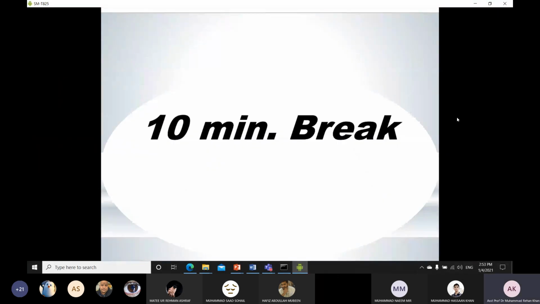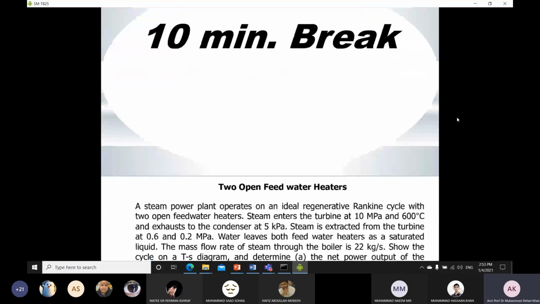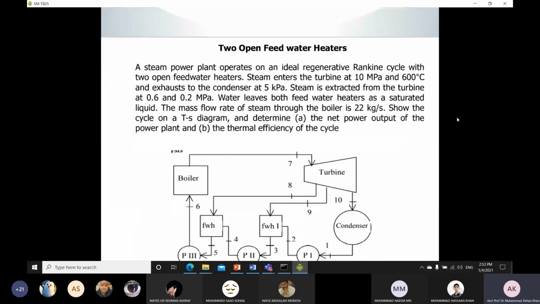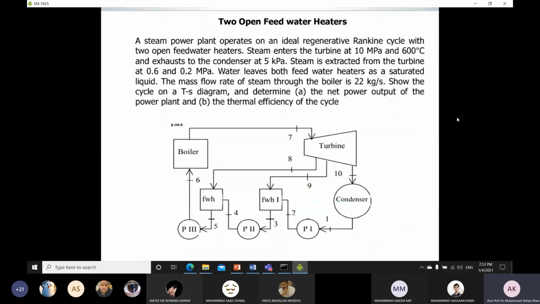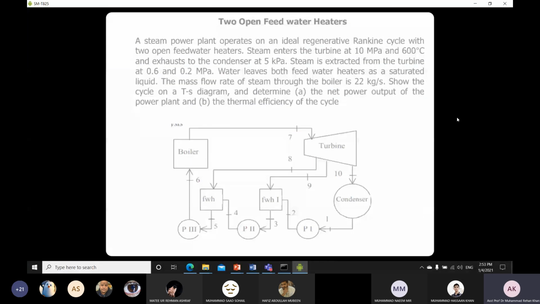Okay, so we will start again. The topic is still the open feed water heater, but previously we installed one feed water heater. Now we have to add another feed water heater also. So in this case we have two open feed water heaters.